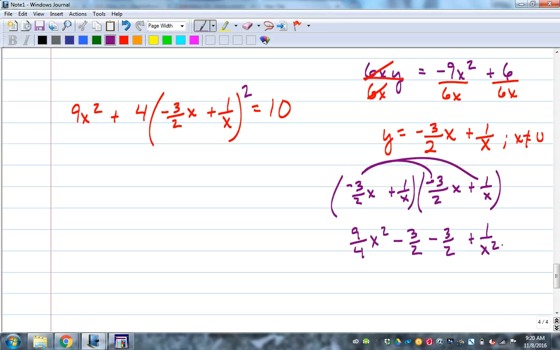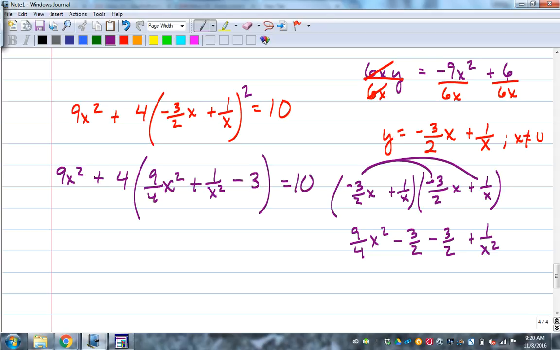Negative 3 over 2x times 1 over x. The x's cancel out. So now we got this. I'm going to simplify there. I got 9 over 4 x squared minus, that'd be negative 6 over 2, which would be 3, right? So I'm going to put 1 over x squared. Equals 10. Well, that's not much prettier.